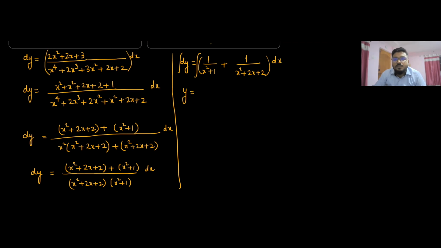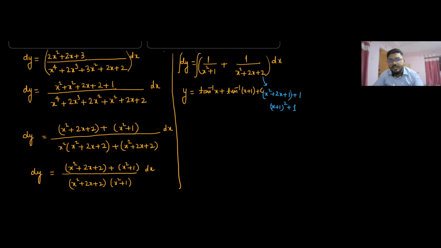So y equals tan inverse x, and this x square plus 2x plus 2 you can write as x square plus 2x plus 1 plus 1. And this term is actually x plus 1 whole square plus 1. So can you see again, we can write it in terms of tan inverse. It's integration. So it is now tan inverse of x plus 1 plus c.